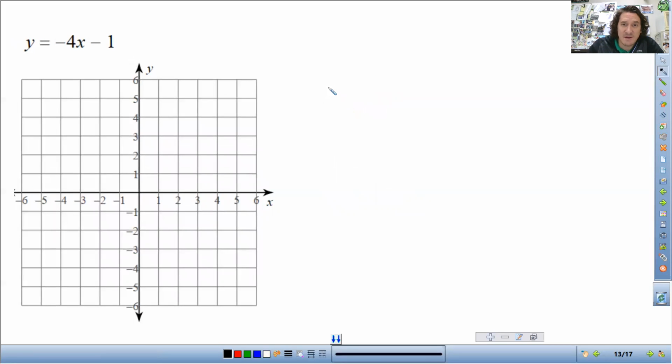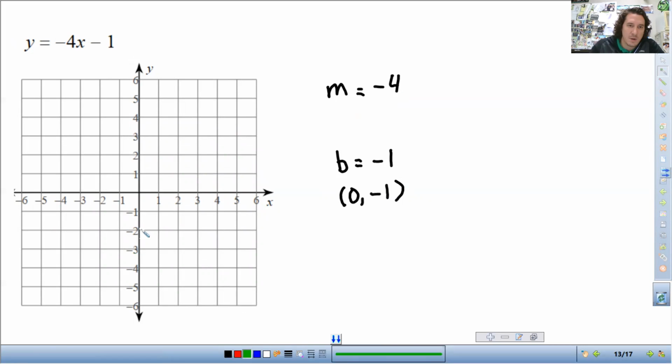This time the slope is negative 4. The B value, so it's minus 1 up there, so the B value is going to be negative 1. So I'm going to start my graph at the point 0, negative 1. I'm going to put a green star for my starting point, plot that right away.